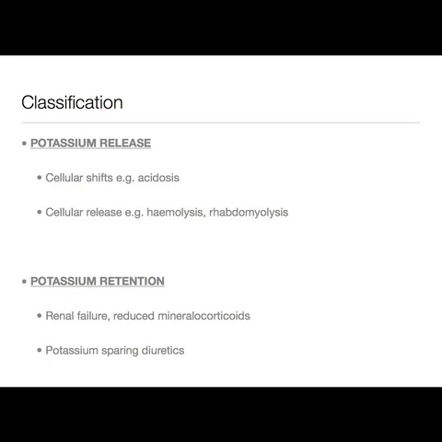Under potassium release as a cause, you can have cellular shifts, such as those that occur in acidosis, or you can have cellular destruction, such as hemolysis, the use of cytotoxic drugs, and rhabdomyolysis. Under potassium retention or reduced excretion as a cause, you can of course have renal failure or reduced levels of mineralocorticoids, such as occurs in Addison's disease, or with the use of ACE inhibitors or spironolactone. Lastly, the class of drug known as potassium-retaining diuretics, for example amiloride, also can cause hyperkalemia.